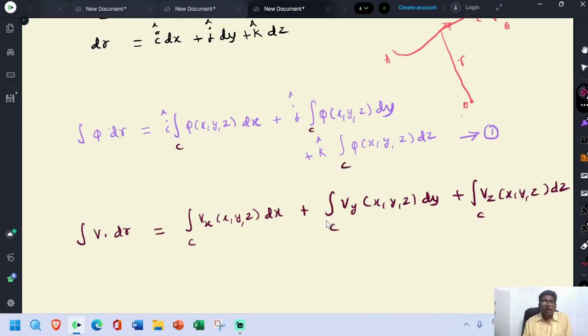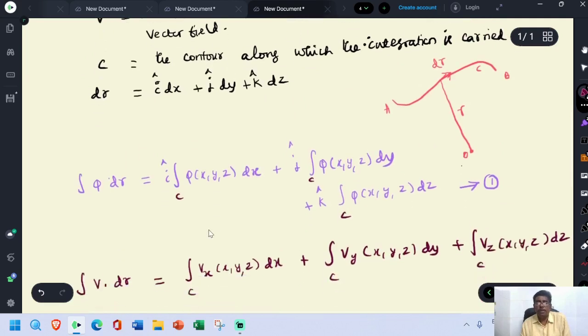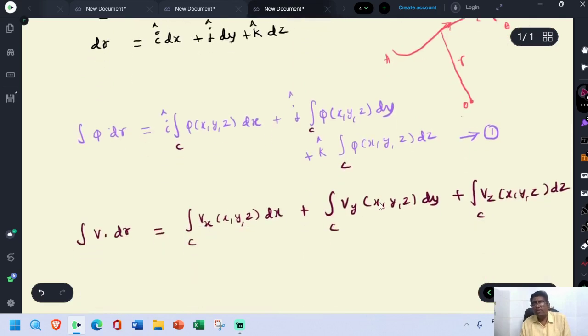Now v dot dr, this is i into vx plus j into vy plus k into vz. dr equal to i into dx plus j into dy plus k into dz. So that vx of x, y, z into dx. Already we have given v equal to v of x, y, z is a vector point function, represents a vector field. So vy is also a function of x, y, z. Vz is also a function of x, y, z. This is the value of v dot dr.